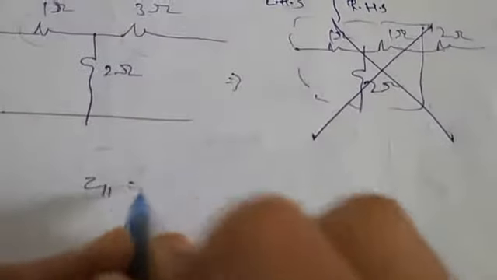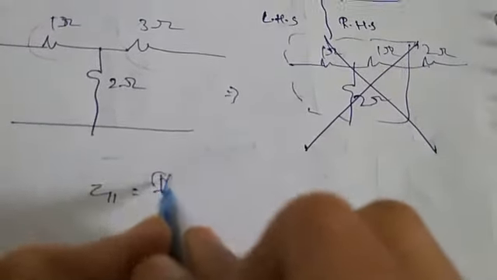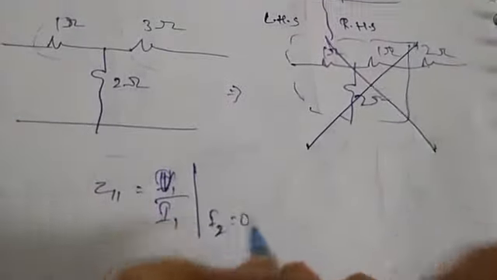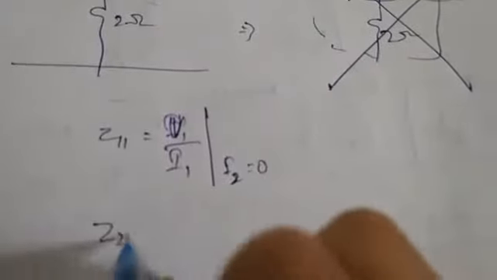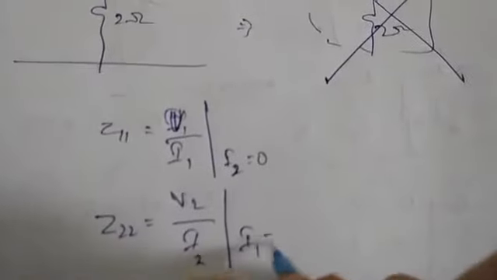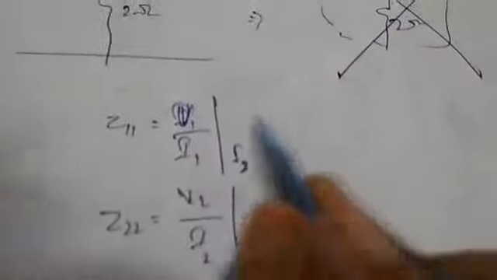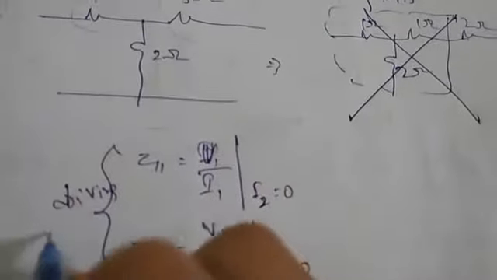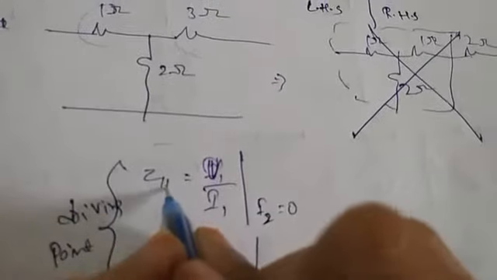In conclusion, I am stating a few points. Z11 is V1 by I1 when I2 is 0. At the same time, Z22 is V2 by I2 when I1 is 0. Since they belong to the same port, we call these driving point impedances: input impedance and output impedance.